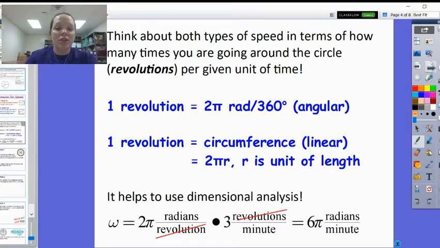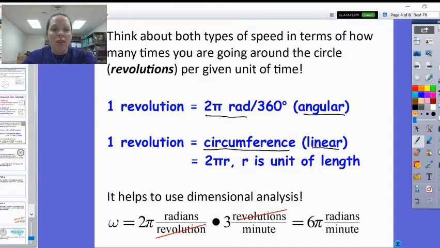Just to keep track, we're doing 2 pi radians for angular speed, and we're simply using the circumference for linear speed. Remember, the circumference is also an arc length. It's just the length of one full rotation.